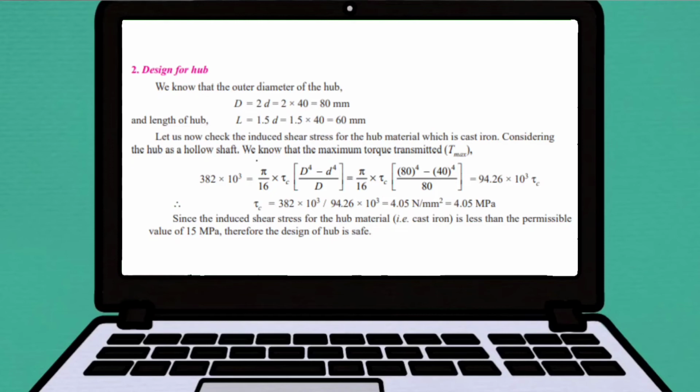Then proceeding to the equivalent of π/16 × τc × (80⁴ − 40⁴)/80, and it would be equal to τc × 94.26 × 10³. Equating to the formula, we can get 4.05 MPa, or 4.05 N/mm², given the fact that we have the 382 × 10³ earlier. Since the induced shear stress for the hub material is less than the permissible value of 15 MPa, therefore the design of hub is safe.